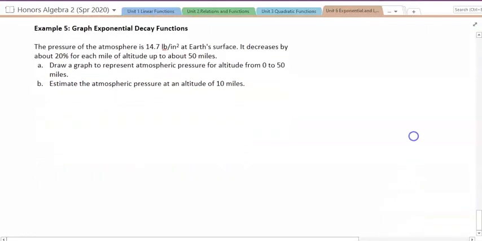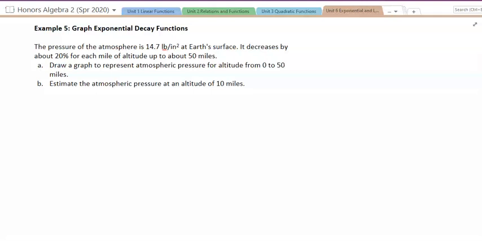All right, let's take a look at the last question that we have, another word problem here for example 5. The pressure of the atmosphere is 14.7 pounds per square inch at the Earth's surface, and it decreases by 20% for each mile of altitude up to 50 miles. It wants us to draw a graph to represent the atmospheric pressure from 0 to 50 miles and estimate the atmospheric pressure at an altitude of 10 miles.